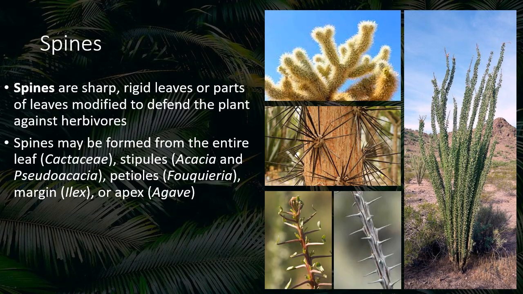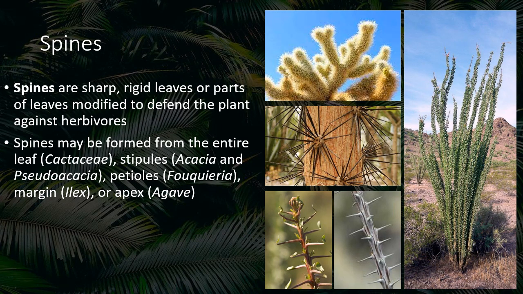Spines are also leaves. When you look at a cactus and you look at the spines on a cactus, those are the leaves of the cactus. These are sharp, rigid leaves. They're often kind of woody to make them stiff enough to puncture the skin of animals. And this is just another weapons development in the history of the arms race between plants and animals.